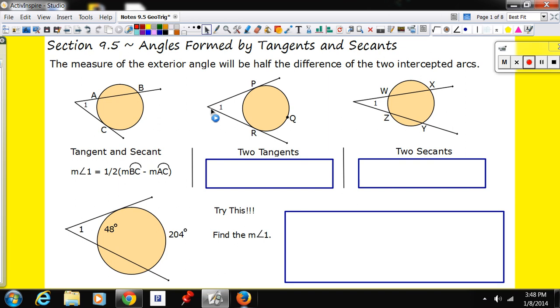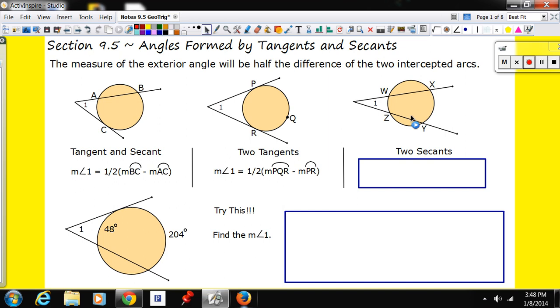If you've got two tangents, then you need the big arc, which is this part of the circle, and you need the small arc, which is the other part of the circle. The whole circle's in between the two tangents. So it's your bigger arc minus your smaller arc, and then you cut it in half and you get the angle outside. That's when you've got two tangents.